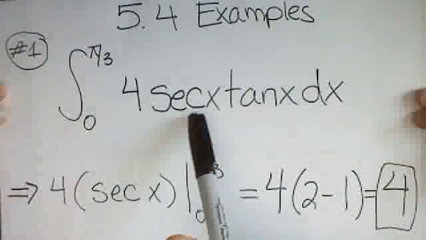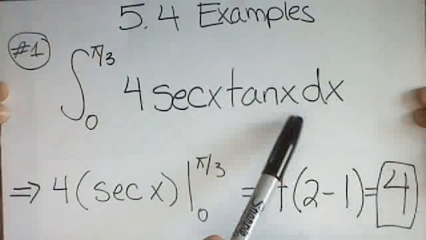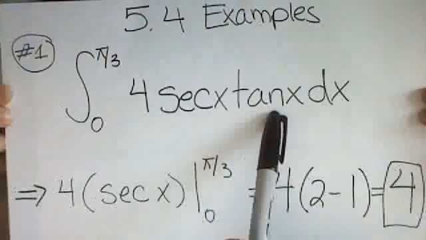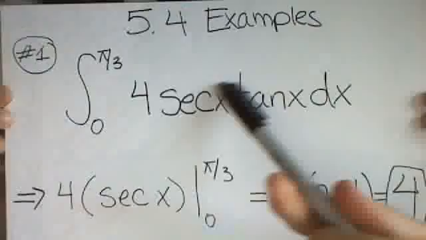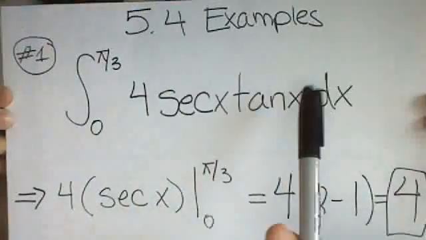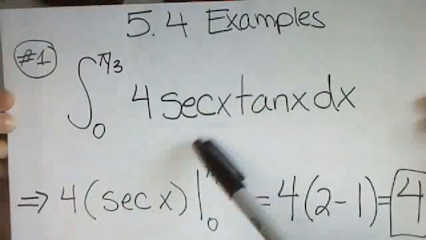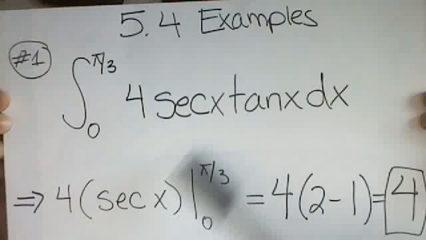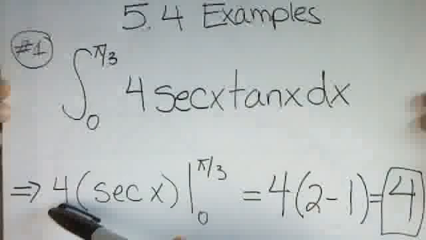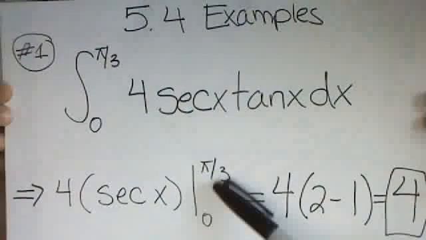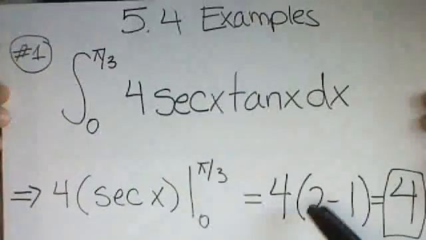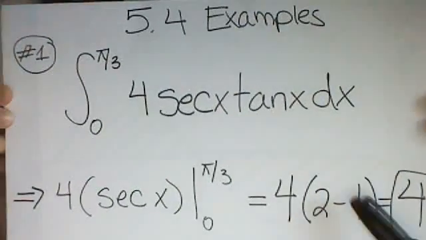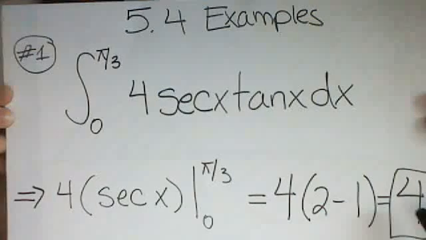So in order to do this problem, you have to have good knowledge of calculus and trig, because you'd have to know that the derivative of secant of x gives you this big chunk right here, secant x tangent of x. So the antiderivative of this is secant of x. You pull the 4 out, and then you get 4 secant of x with the boundaries of pi over 3 to 0. And then you plug these in, and you get 2 minus 1 multiplied by 4, and you get an answer of 4.